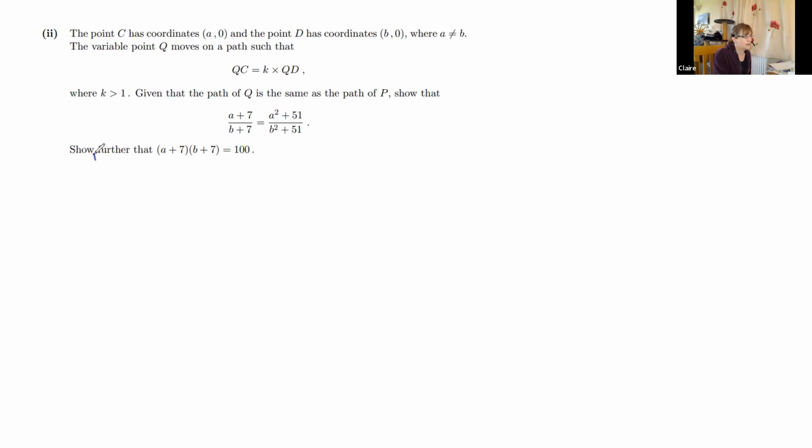Show further is sort of an implication that we need to use what we've already done. And this is an equation which has got A's and B's in it. So we've got the equation that we've just shown, which is A plus 7 over B plus 7 equals A squared plus 51 over B squared plus 51. So let's try just doing some stuff with that. Okay, so probably the obvious thing to do first is to get rid of fractions, because fractions are a bit of a pain in the neck.